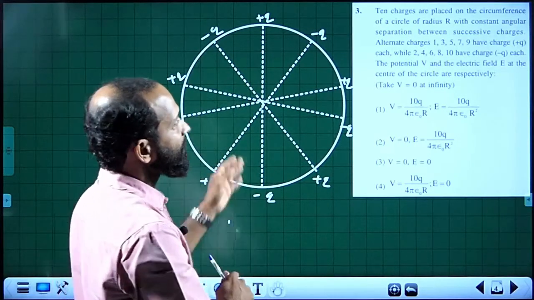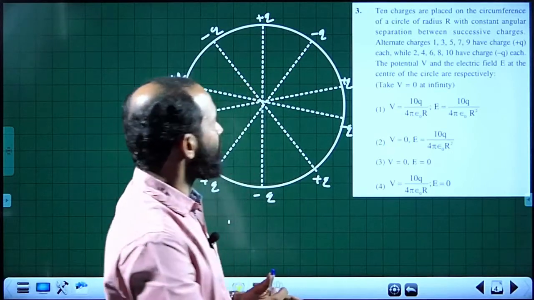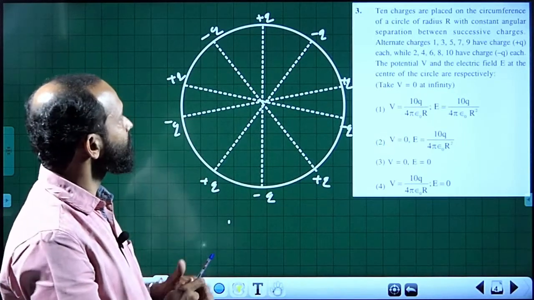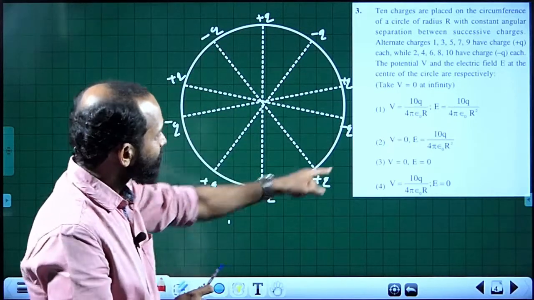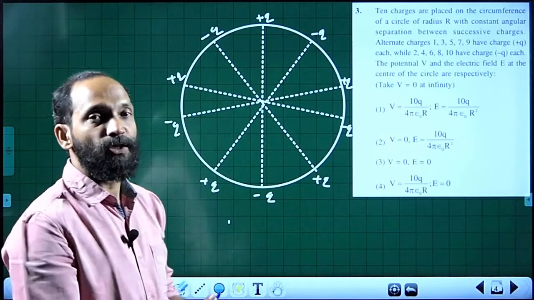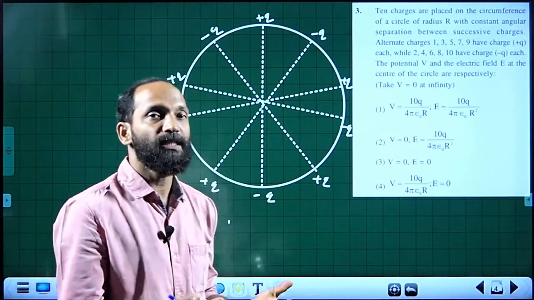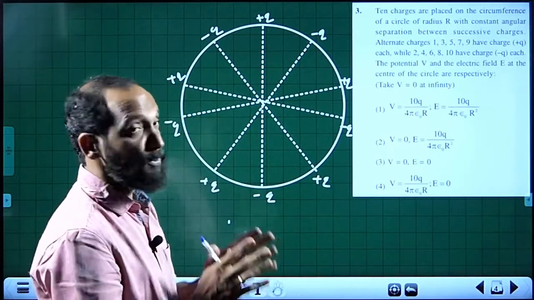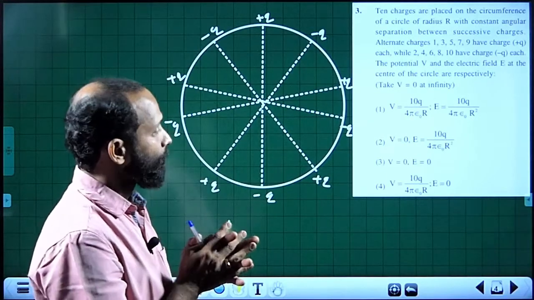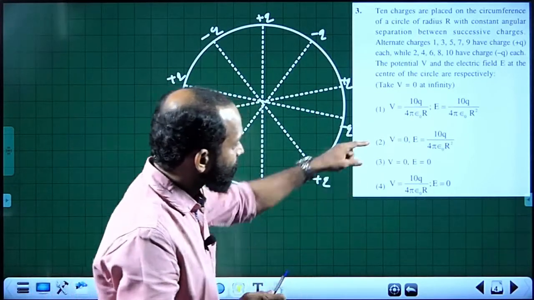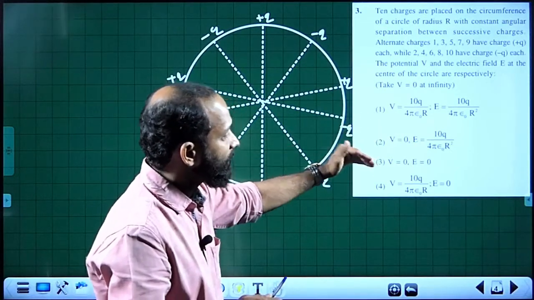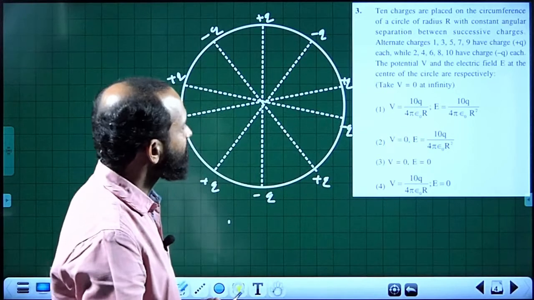What is the potential and electric field at the center? We know definitely the potential at the center should be 0 because on adding all those charges you get total charge 0. Any configuration having no net charge will have 0 potential. So potential is 0. Now we have to find out whether the field is 0 or not. Potential is 0, so there are two options, and the answer can be 2 or 3.